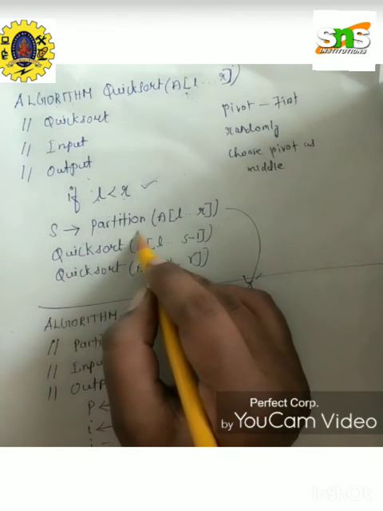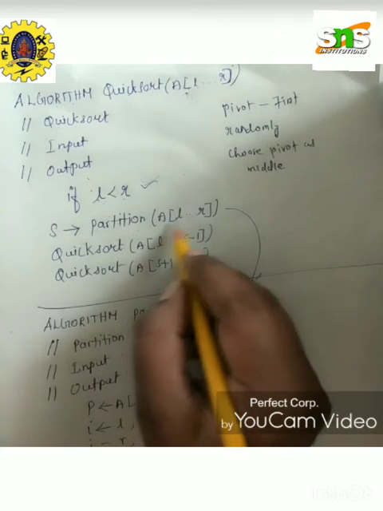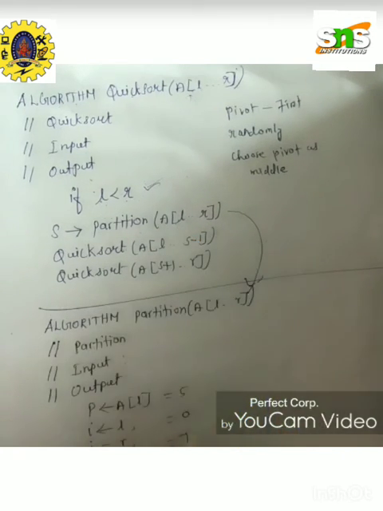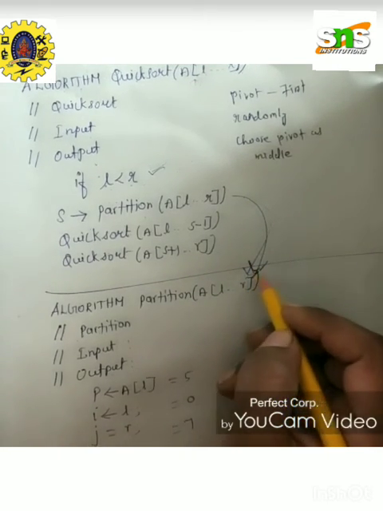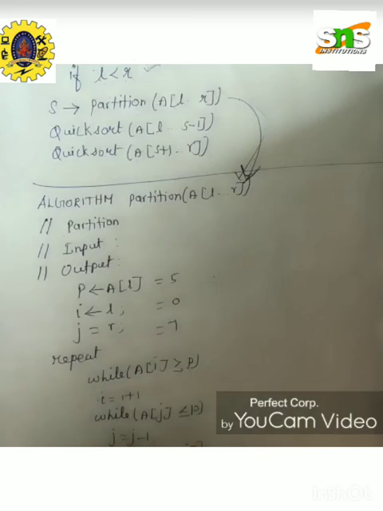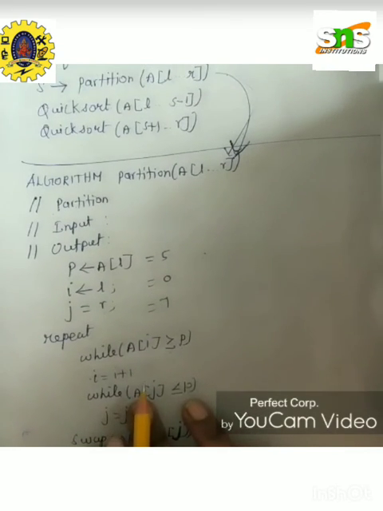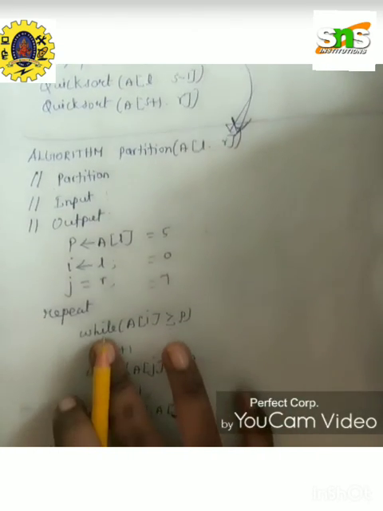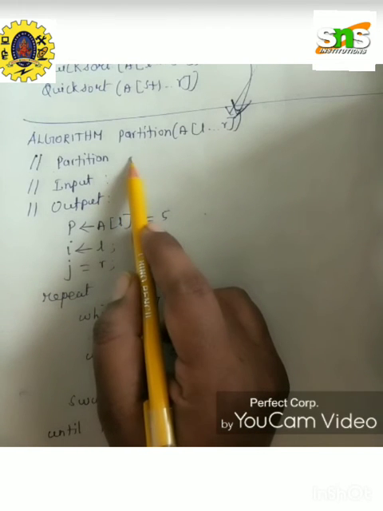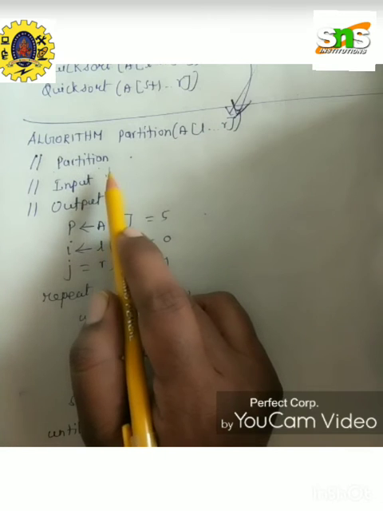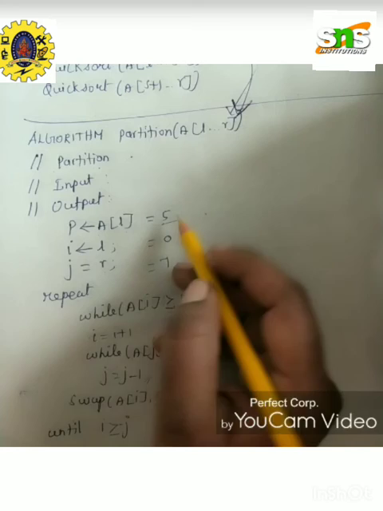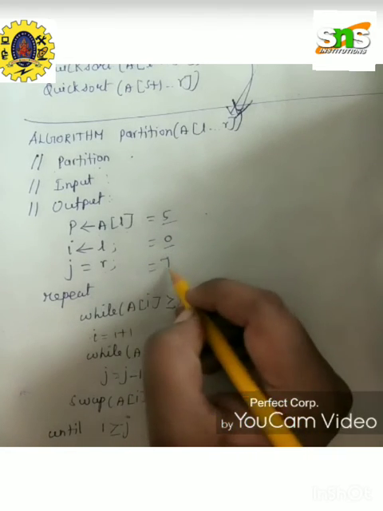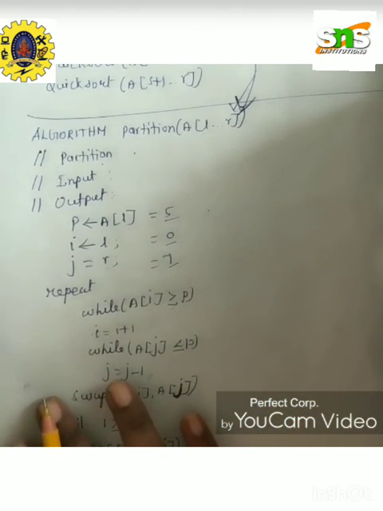S is the partition of A comma L, that is A of L to R. The array is passed as an argument, then it calls the partition. What we discussed earlier will be done in the partition method. So write a partition, partition description, input and output, and then write P: here assign the first element as the pivot element, that is i value assigned to 0, j value assigned to the highest index position.